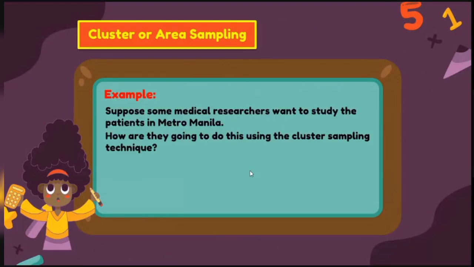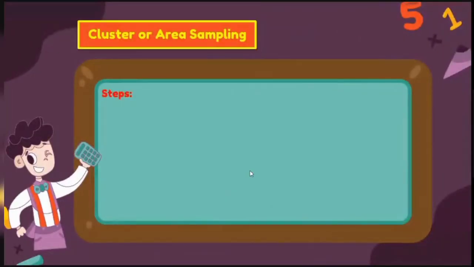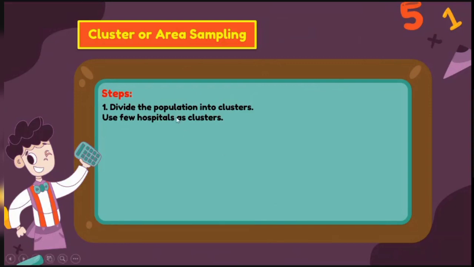So for example, suppose some medical researchers want to study the patients in Metro Manila. How are you going to do this using the cluster sampling technique? So step number 1, you have to divide the population into clusters. Use a few hospitals as clusters. If you look at our illustration, there are a lot of hospitals, so I will just group the following hospitals into clusters.